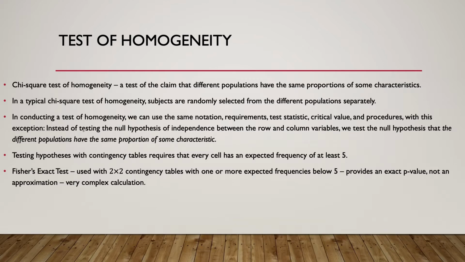this exception. Instead of testing the null hypothesis of independence between the row and column variables, we test the null hypothesis that the different populations have the same proportion of some characteristics. Testing the hypotheses with contingency tables requires that every cell have an expected frequency of at least 5, and we use Fisher's exact test, used with a 2x2 contingency table with one or more expected frequencies below 5. It provides an exact p-value, not an approximation. Non-approximation is a very complex calculation, though.